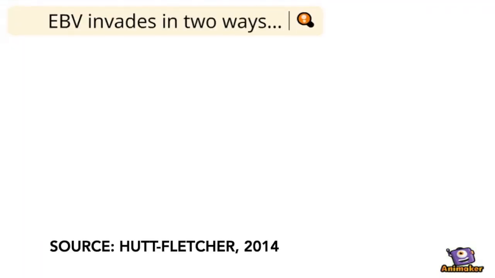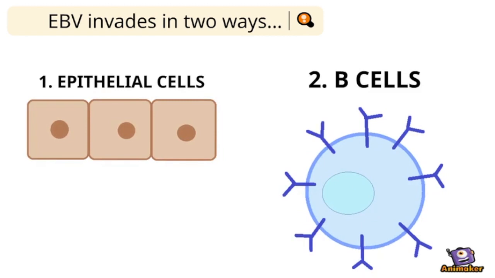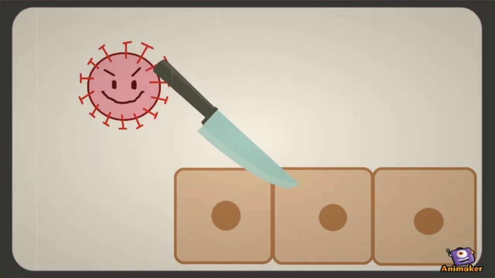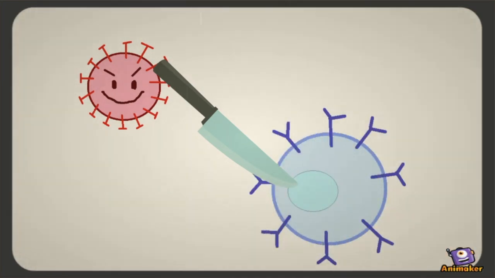EBV can enter the cell by invading epithelial cells or B cells. We'll begin with epithelial cell invasion. The virus enters the cell by interacting with cell integrins and fusing its viral envelope with the cell membrane. Once it fuses in, the viral capsid falls off and the genome is brought to the nucleus to be copied. EBV invades B cells by also binding to a receptor and fusing with the cell membrane.